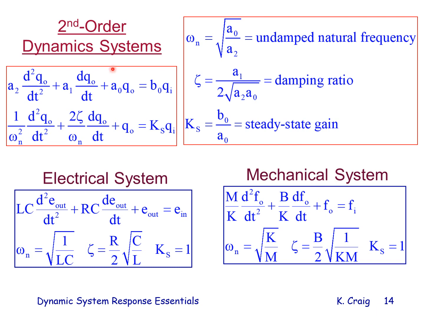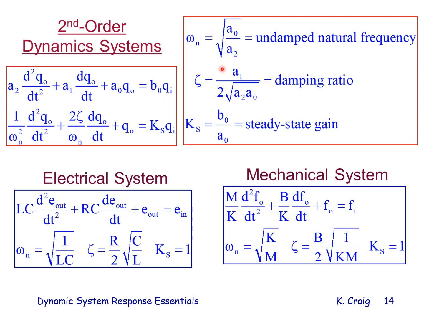For second order dynamic systems, the result of the analysis gives you a differential equation that looks like this. If I want to convert this to standard form, which is shown here, Q out is the output, Q in is the input, I could do it by just comparing these two equations, comparing the coefficients and determining what omega n, zeta, and Ks are in terms of A0, A1, A2, and B0. Well, I've done that for you here.